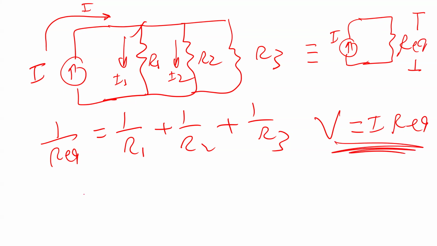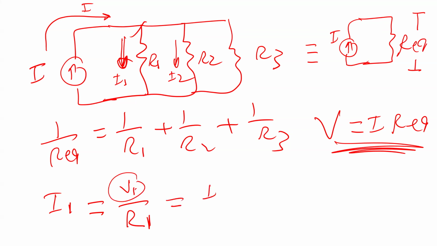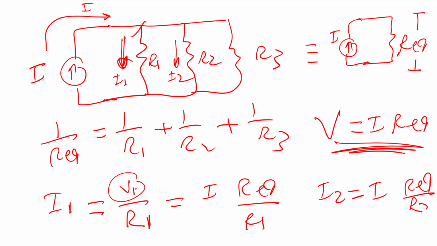Now, how can you calculate I1? Using Ohm's law. So I1 is actually V1 divided by R1. And V1 here is the same as V because they are in parallel. So it should equal R equivalent times I divided by R1. Same thing, I2 should equal R equivalent times I divided by R2, and so on.